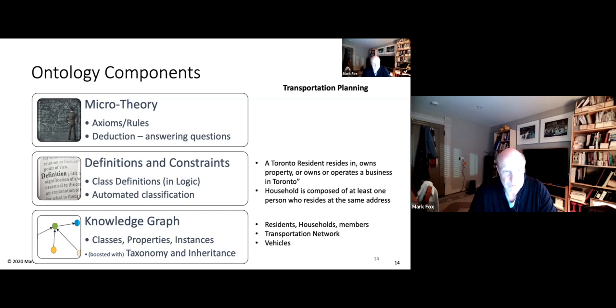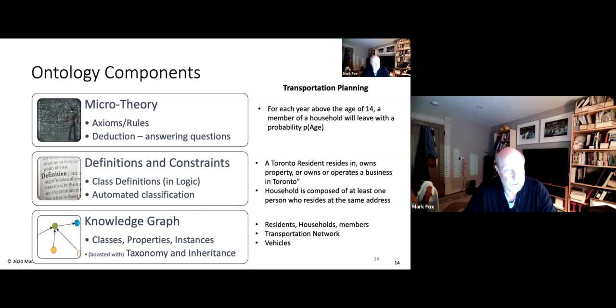I'll give you an example of a microtheory. We can have a microtheory for transportation planning. And part of that microtheory is the prediction of how a household will change over time. One of the rules in that microtheory for transportation planning is that for each year above the age of 14, a member of a household will leave with a probability PH.